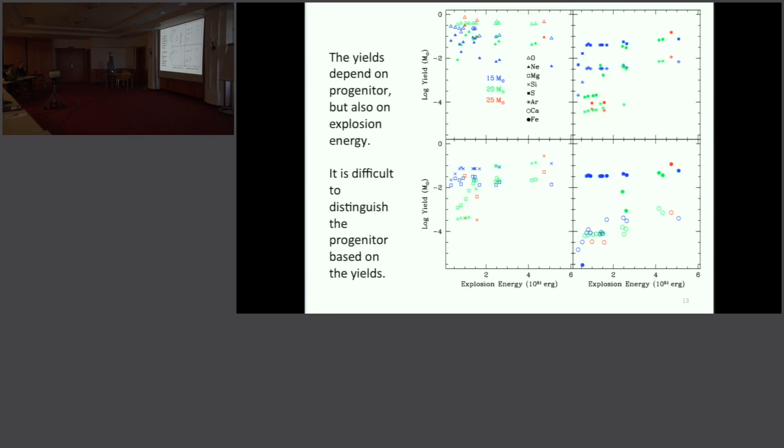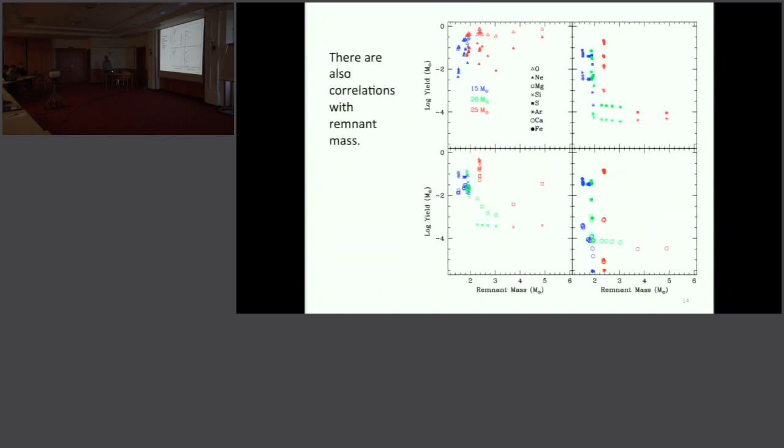So the other trend you can look at, instead of as a function of the energy, is I can look at it as a function of the remnant mass. And there it's a little bit more obvious. If the remnant mass is low, I get a lot of iron out. If the remnant mass is high, no iron is making out of the explosion.